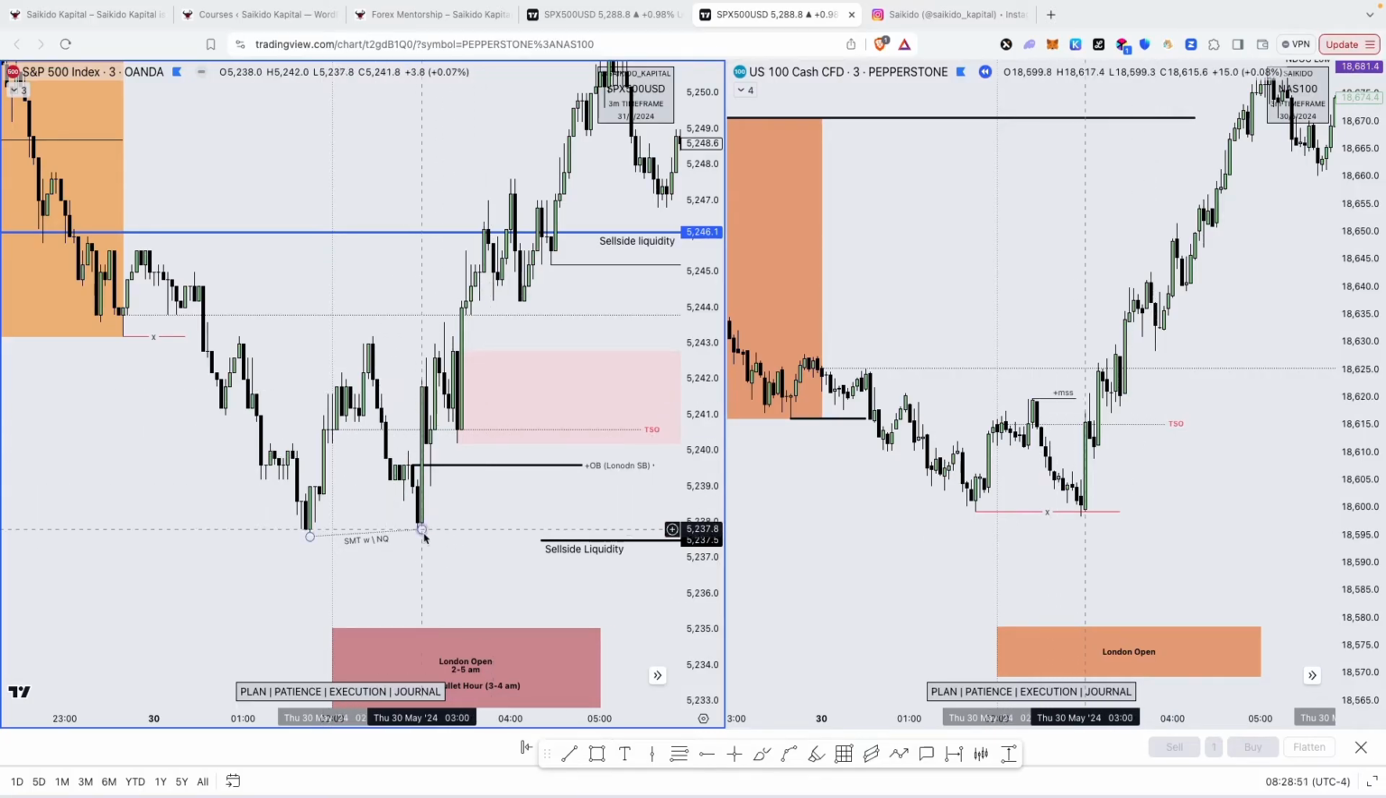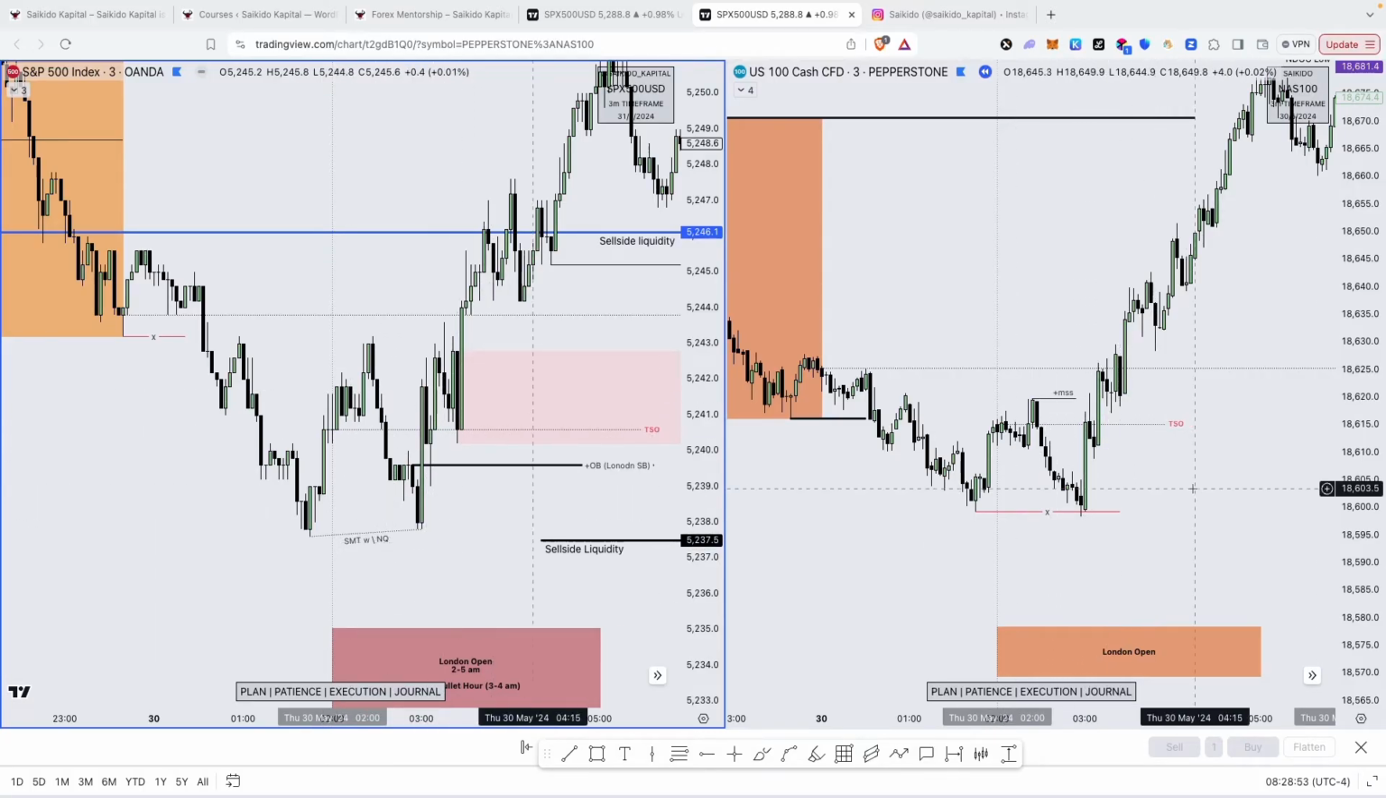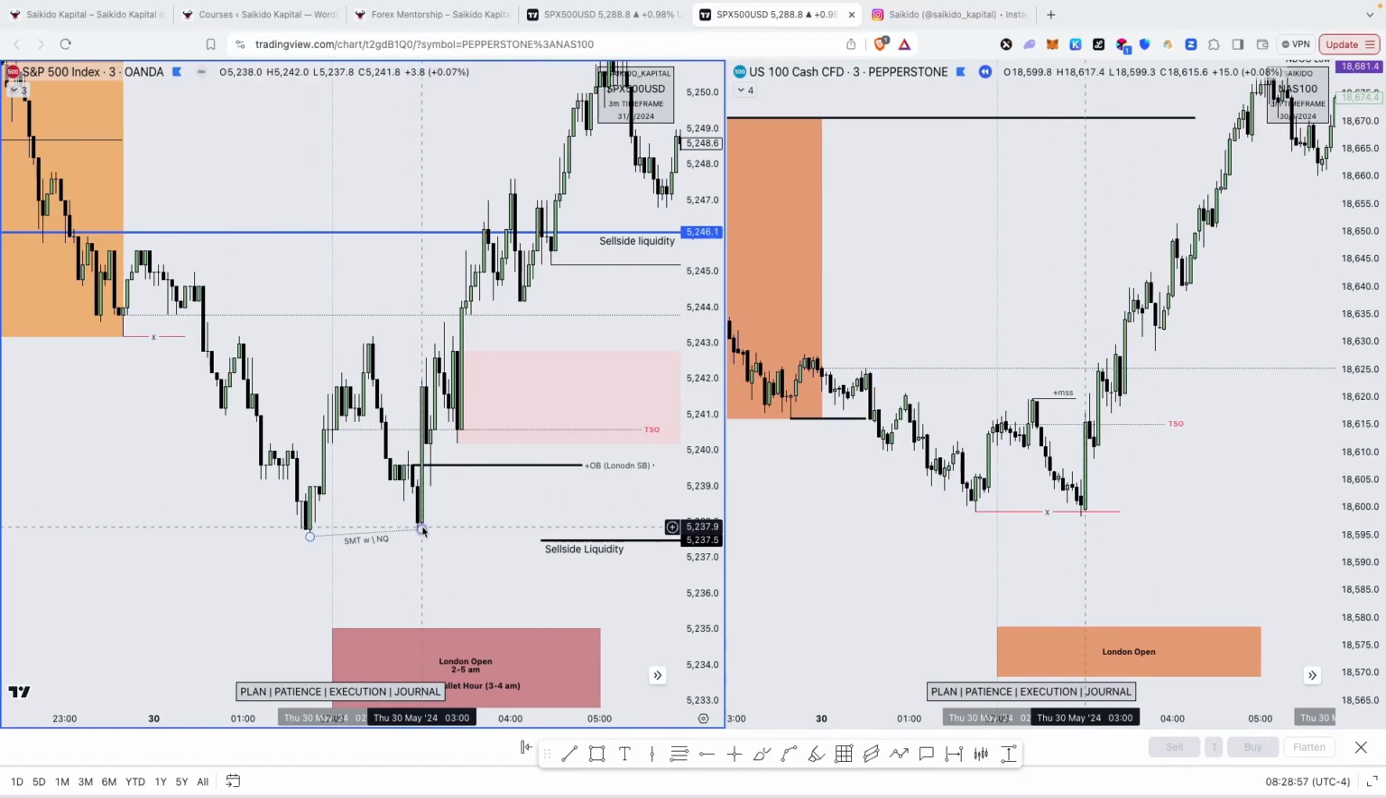But if they both take out this low, then I really don't like that. I want to see this because this confirms that they're actually bullish, and this is ES tipping its hand. It's telling you that I don't have the strength to go all the way down to take out this low. And this displacement is confirmation at the right time, right?